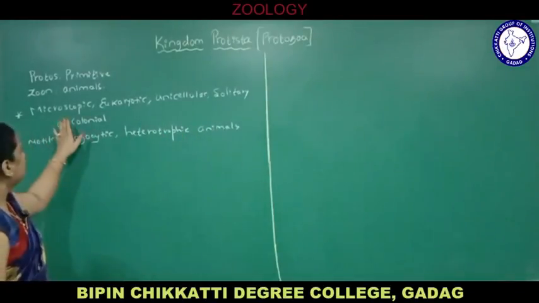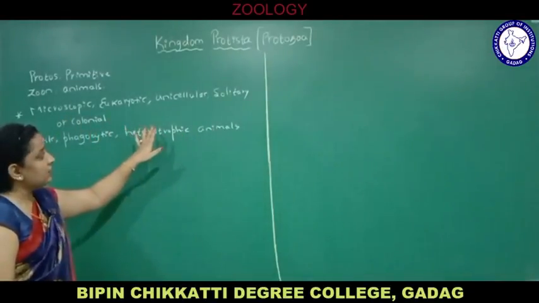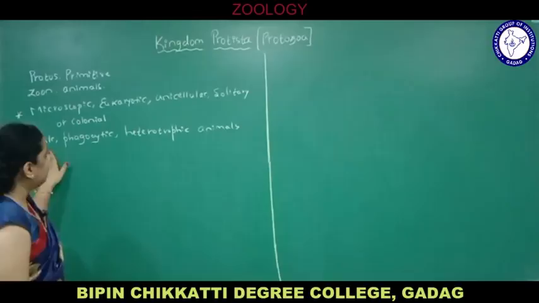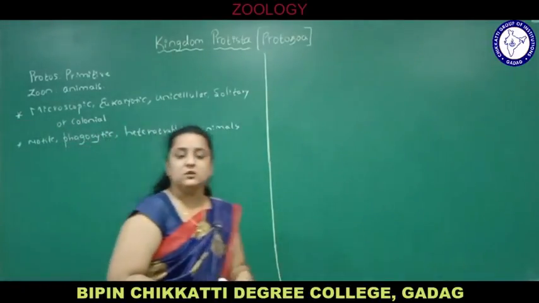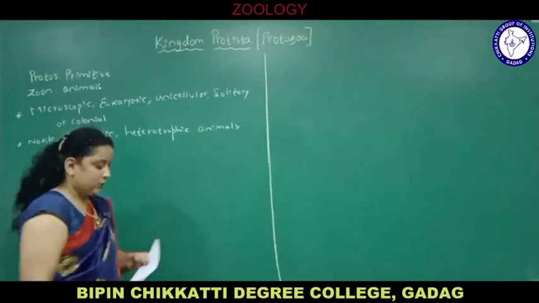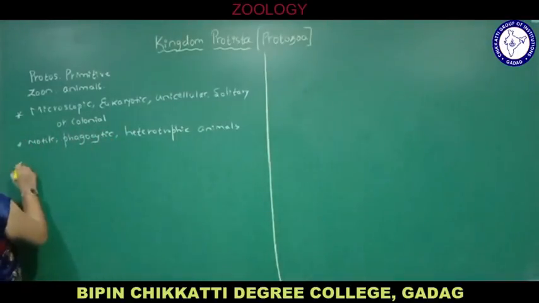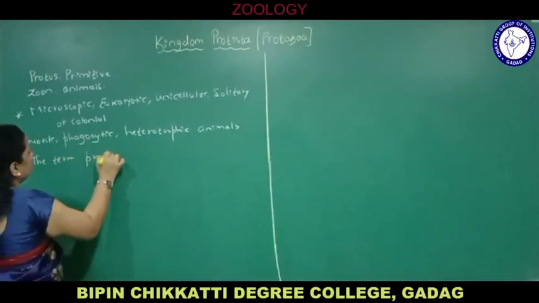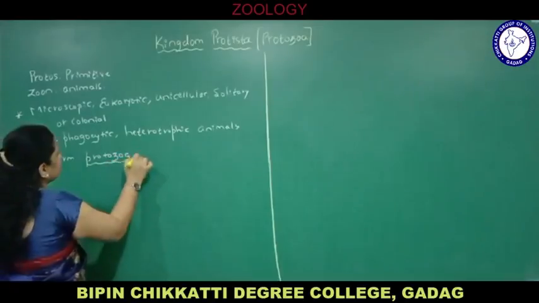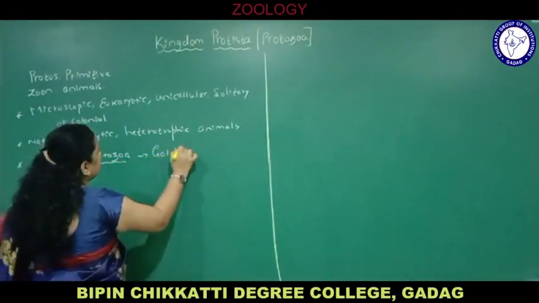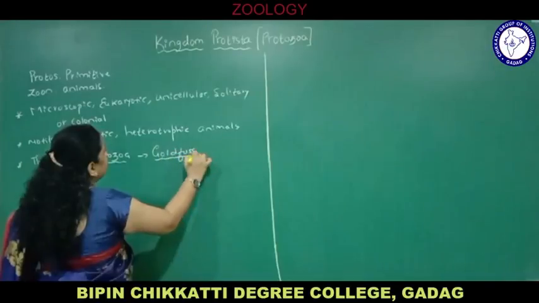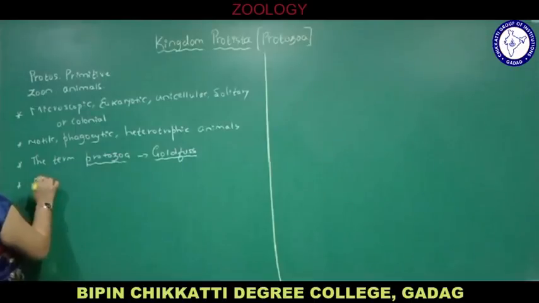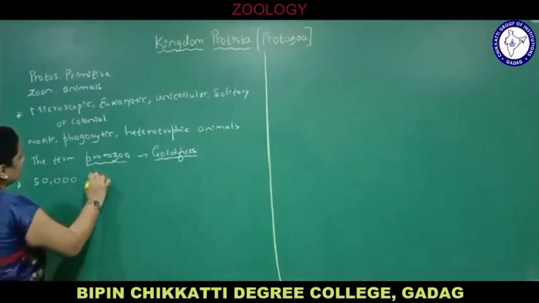So they are microscopic, eukaryotic, unicellular, solitary or colonial, motile means they have movement, phagocytic, they engulf food from the environment, and they are heterotrophic animals. The term protozoa was coined by a scientist called Goldfuss. There are about 50,000 species of protozoa. How many?